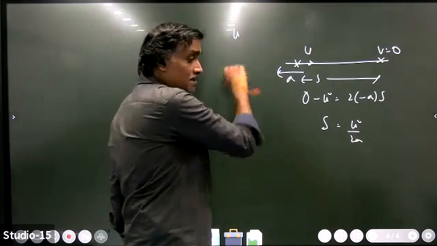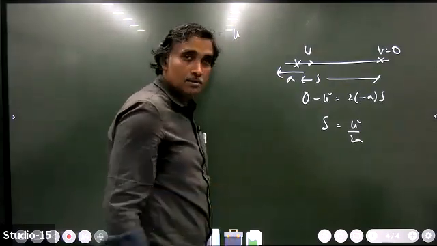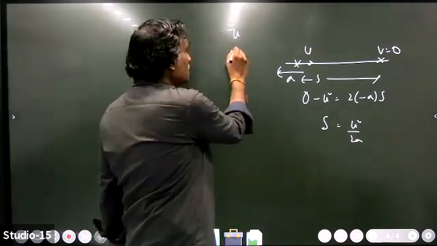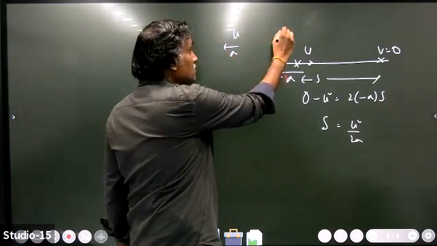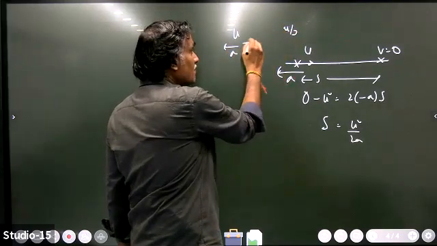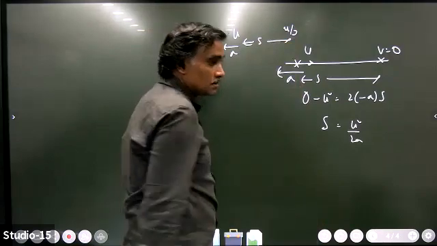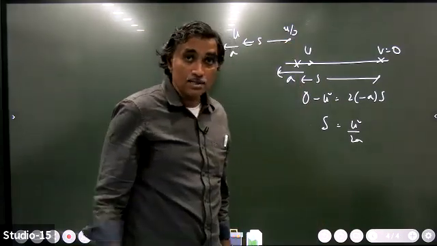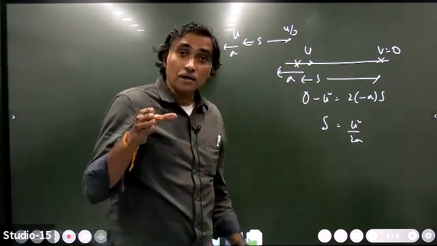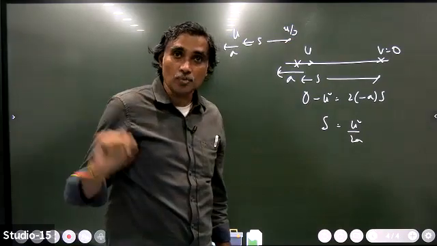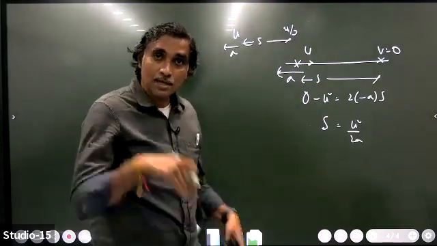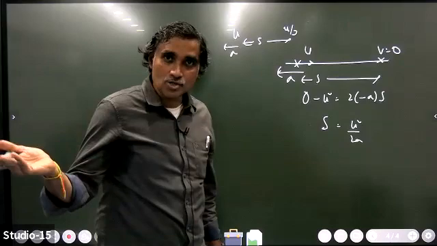Okay. Then brakes are applied. Then it retards. What is retardation? A. Then before its velocity has become u by 3, it has traveled s. That is the information given in the question. What further distance does it travel before it stops? Means from there, it is still retarding. It has not stopped.